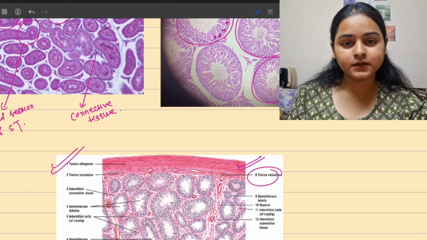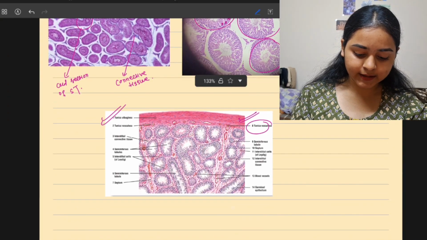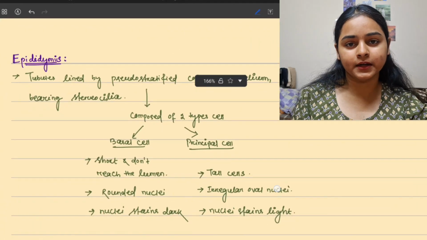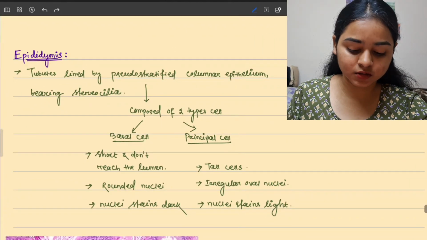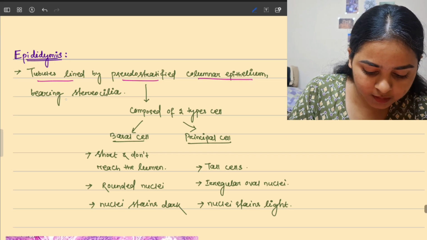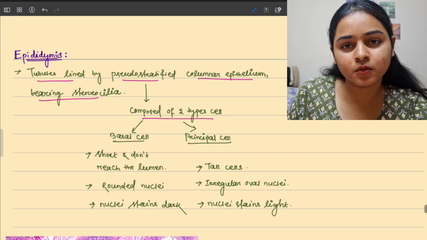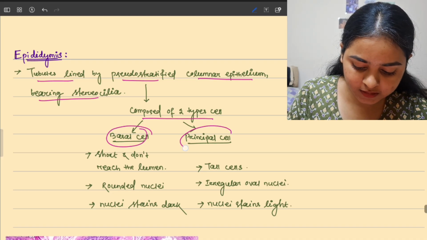Okay, this much about the slide of testis, and now let's go to the second slide, that is the slide of epididymis. So what are the characteristic features of epididymis? The tubules are lined by pseudostratified columnar epithelium bearing stereocilia, and the epithelium is composed of 2 types of cell, basal cell and principal cell.